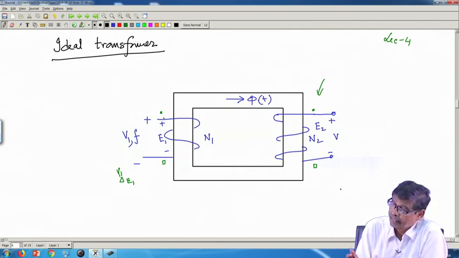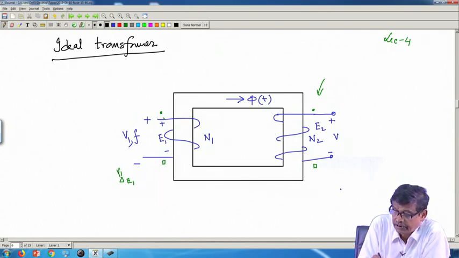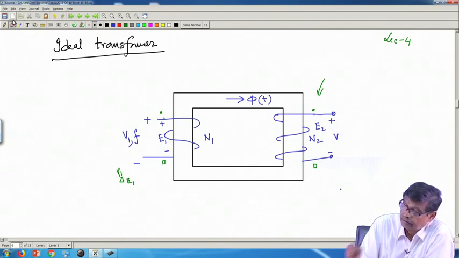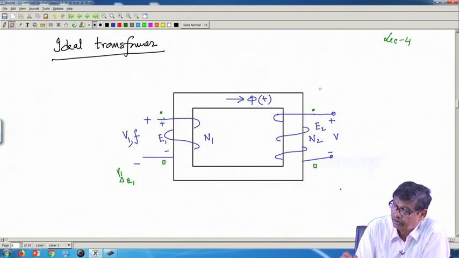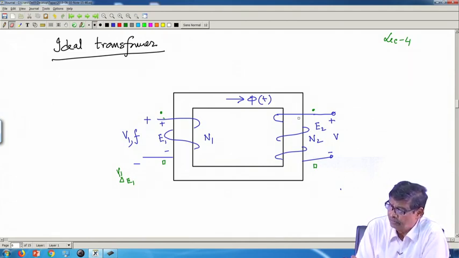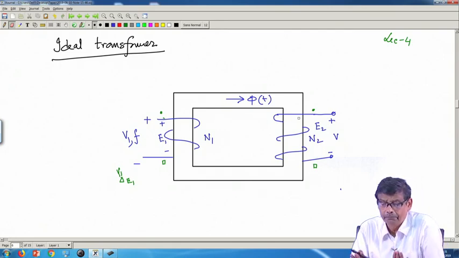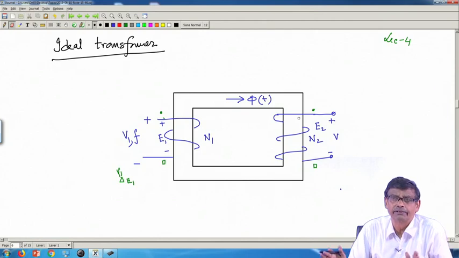and this phi being time varying also links this coil and you have induced voltage. Then I told you about the dot marking, these are called dot marking, how to find out the dot markings by applying Lenz's law. So that everything is now in place. One should not be thinking this way, that way.